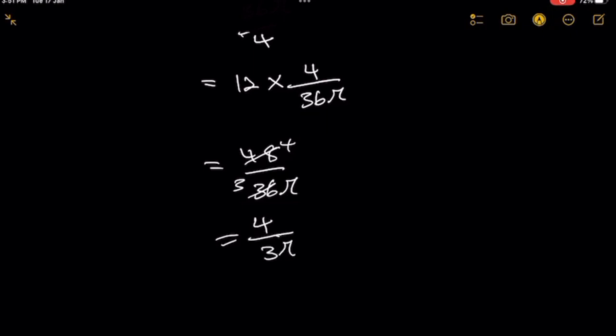4 over 3 pi is the final answer, or we can conclude it as 0.4244. That's the end of the solving of the equation. I think that's all from me. Thank you.